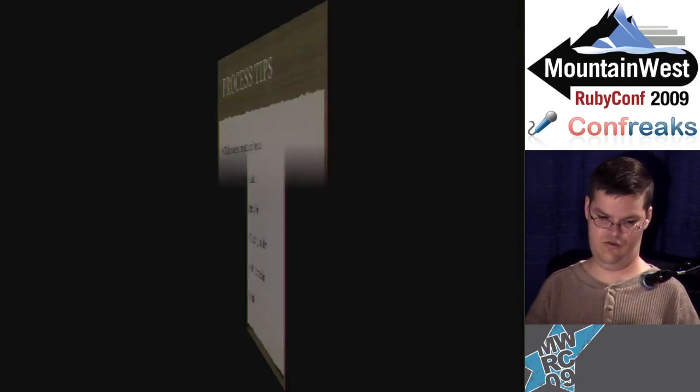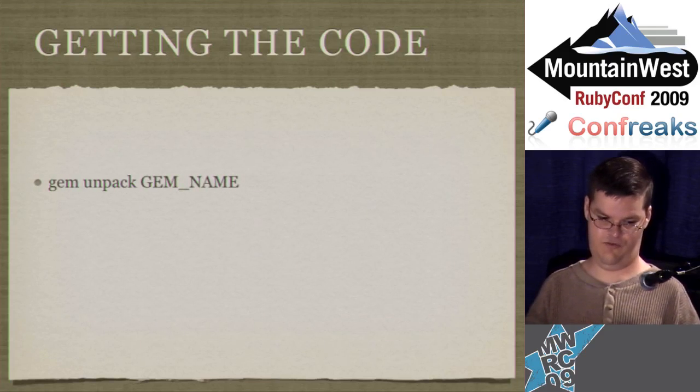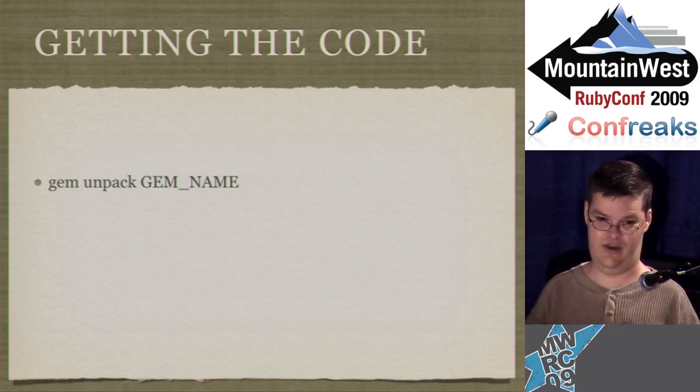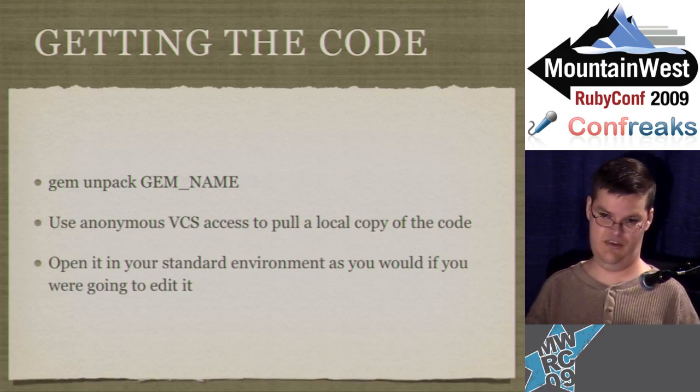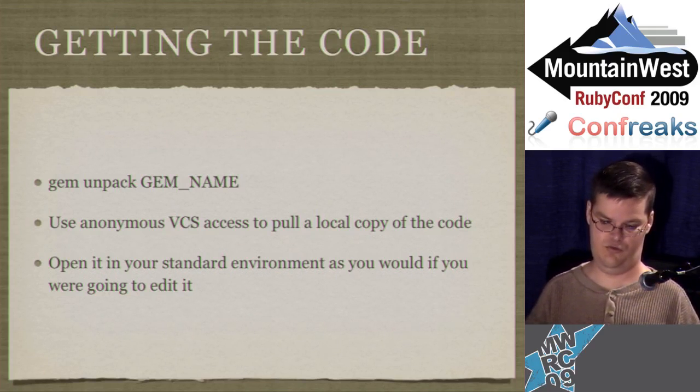When you want to get the code, there are two great ways to do it. First of all, if you're not familiar with this command, gem unpack and a gem name will spit the source code of a gem that's installed on your system out in the current directory. So you can just pop the gem source code out and peek inside. Or you can grab it from version control, right? Anonymous version control. However you get it, open it in your standard environment, your normal editor, like you were going to edit it. Because that's where you know all your shortcuts for getting around to different files, and so you'll be most comfortable looking around.